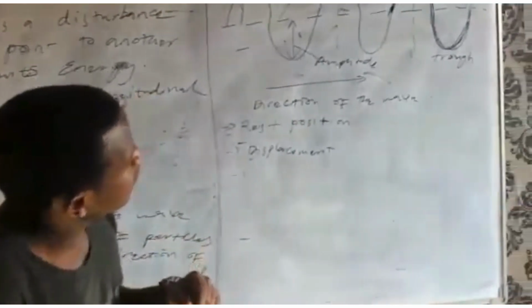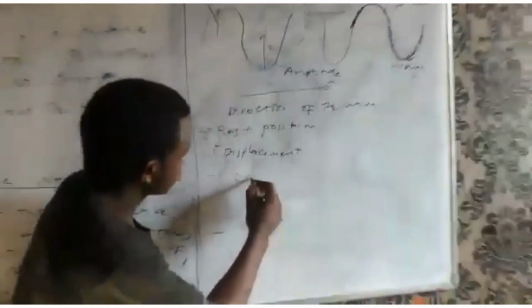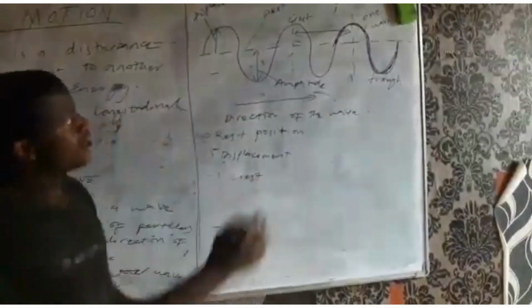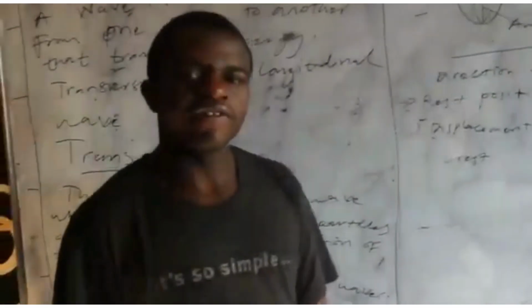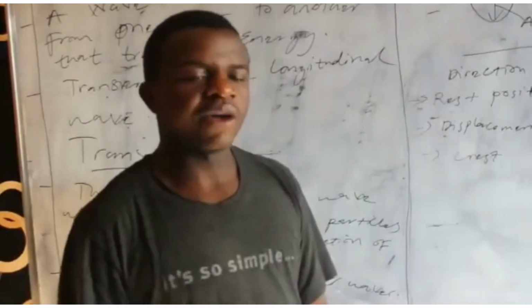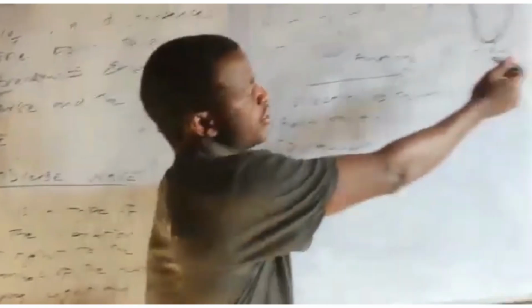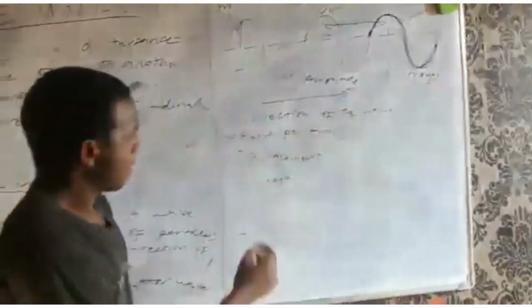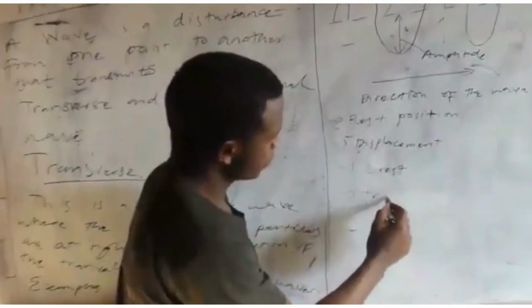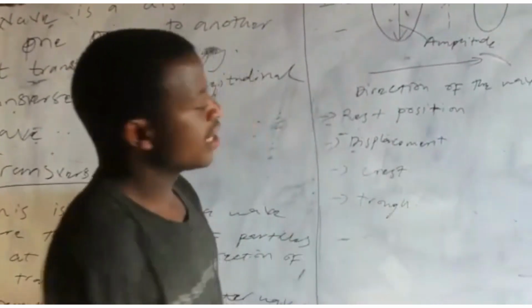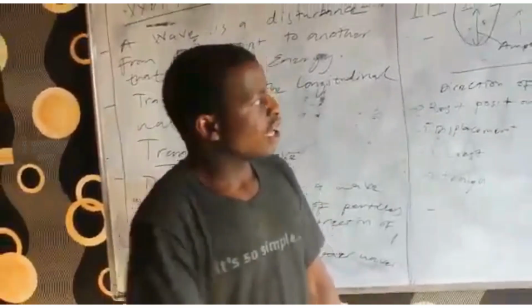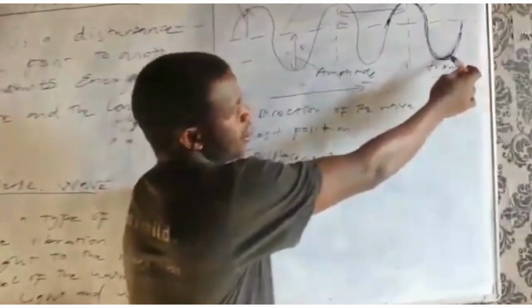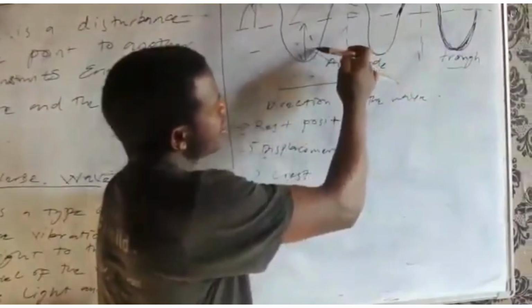Then I have the crest. The crest, which is this part, is defined as the highest point of the wave. Then I have the trough here. The trough is defined as the lowest part of the wave. As you can see, my trough is here. So this part, this part, this part may form the troughs.